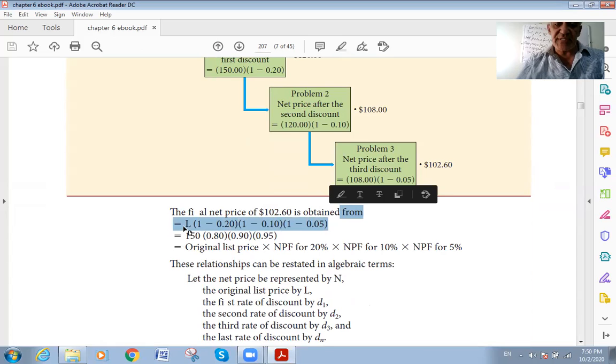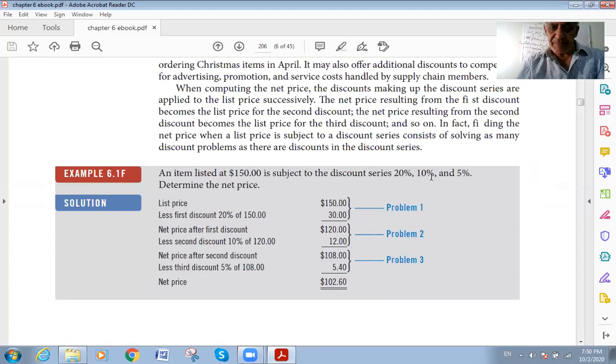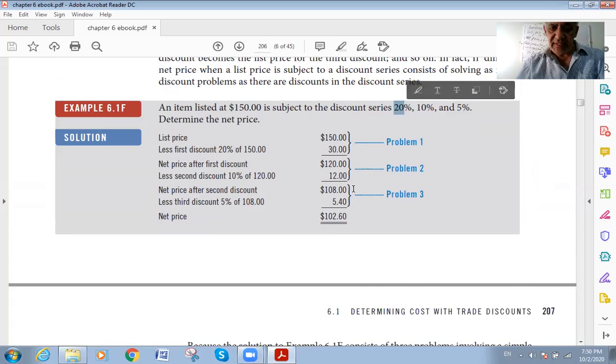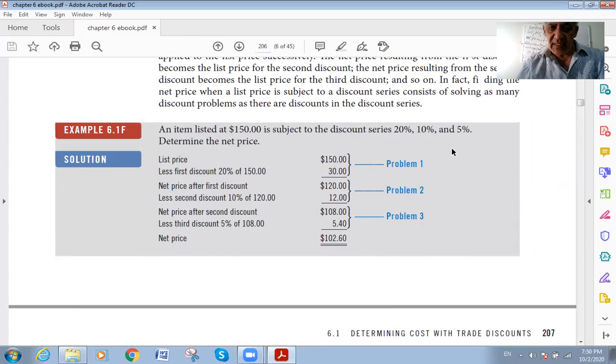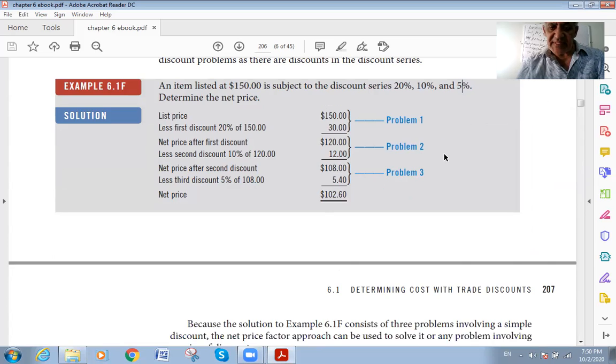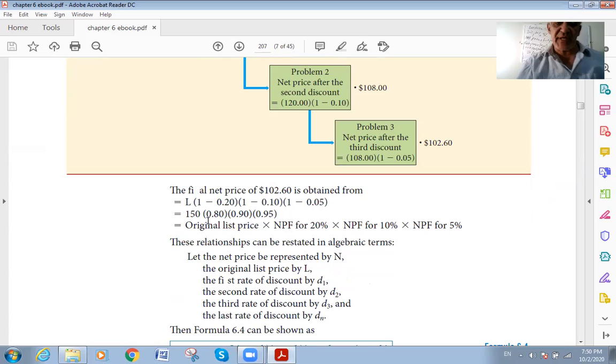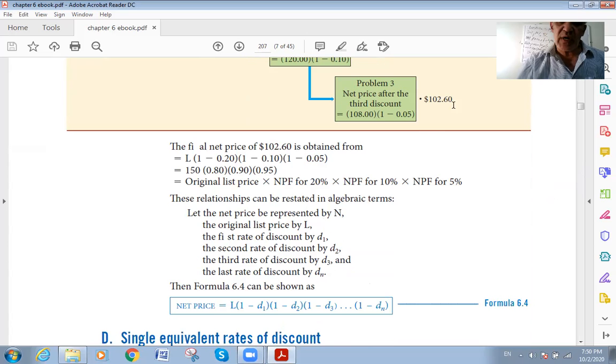So the rule is the least price multiplied by 1, which is 100%, minus 20%, which is the first deduction. Then 1 minus 10%, which is the second deduction, 10%. And 5%, which is the third deduction. So the least price multiplied by (1 minus 20%), (1 minus 10%) and (1 minus 5%) will give me 102.60, as I showed you on the board here before.